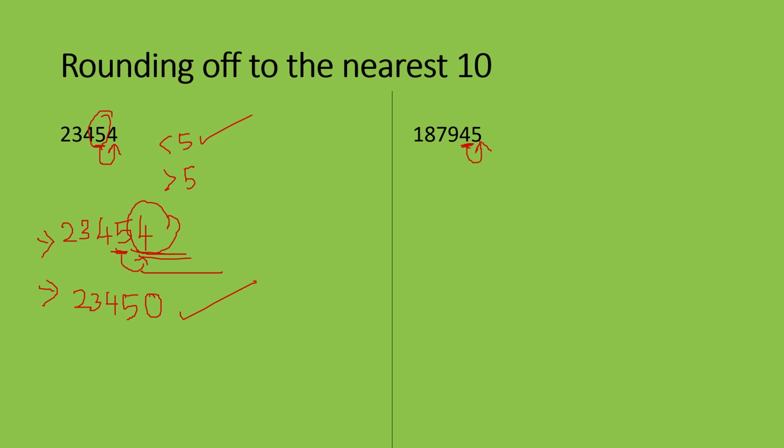Yeah, it is 5. If it is 5 or greater than 5, we need to add +1 to the place value where I need to round it off. So I need to add +1 to the place where I want to change. So it is 55978 1. So now what is the next step?